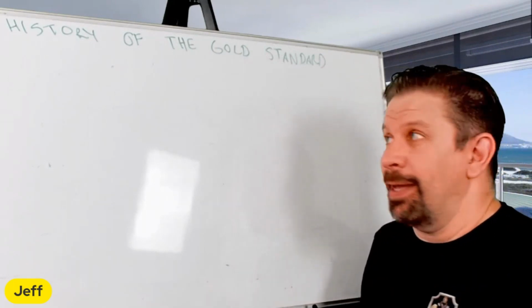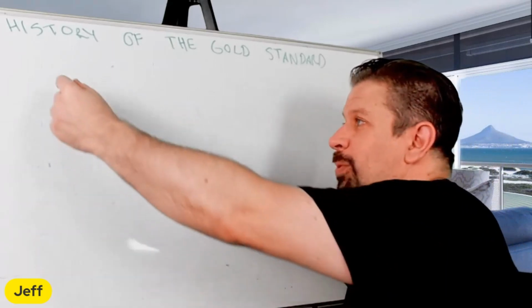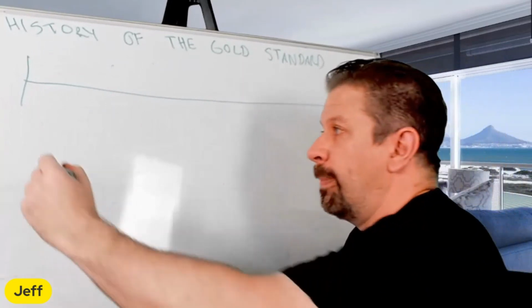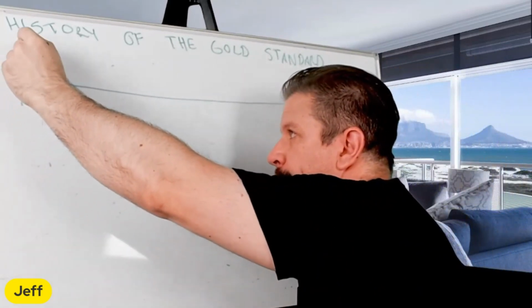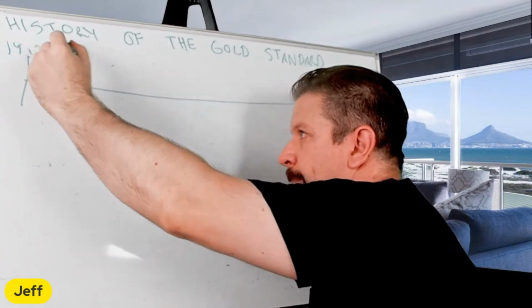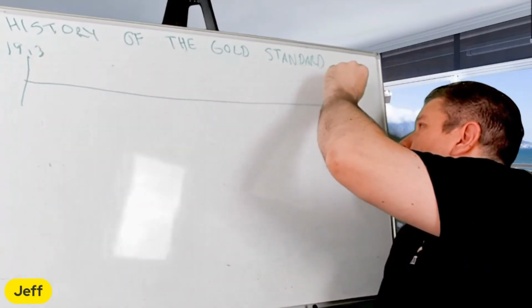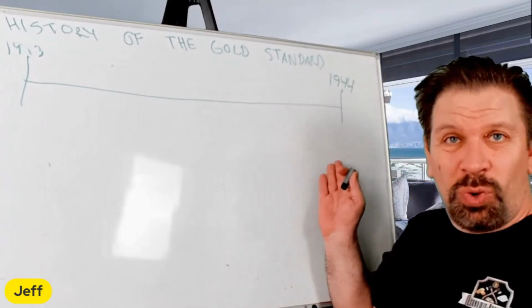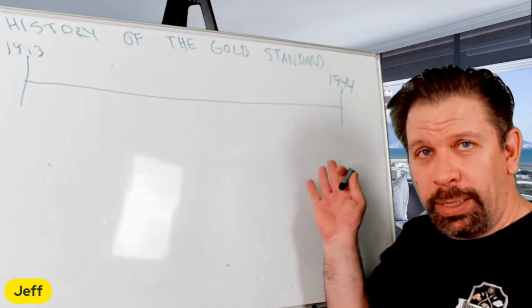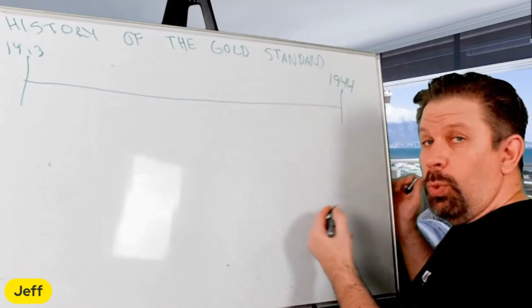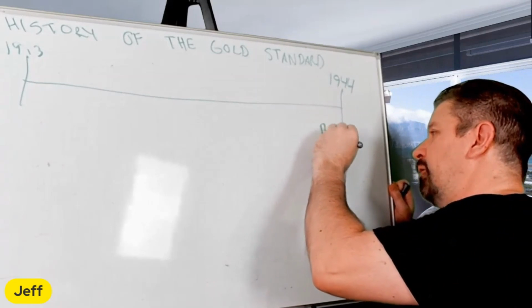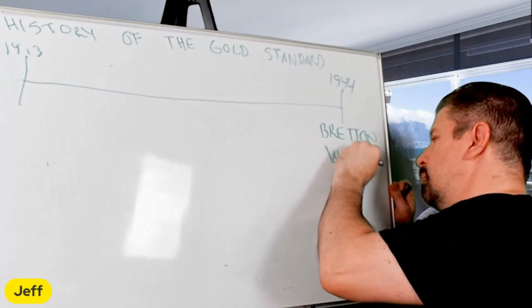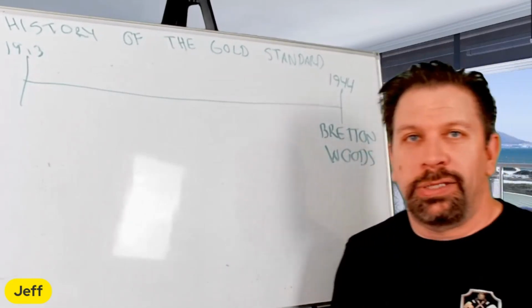So now, timeline again. Sorry about the glare, doing the best I can with the lighting. There we go. So we are going to go from 1913 to 1944. That's essentially the end of World War II, but there's also Bretton Woods, which most of you probably know. That's going to be our major event. So that's where we're going to end.